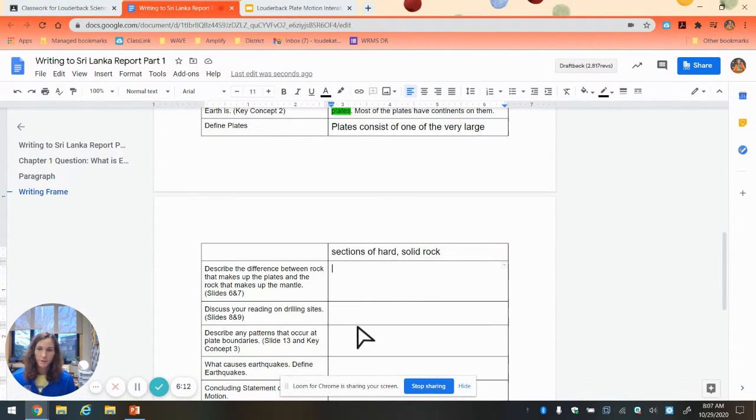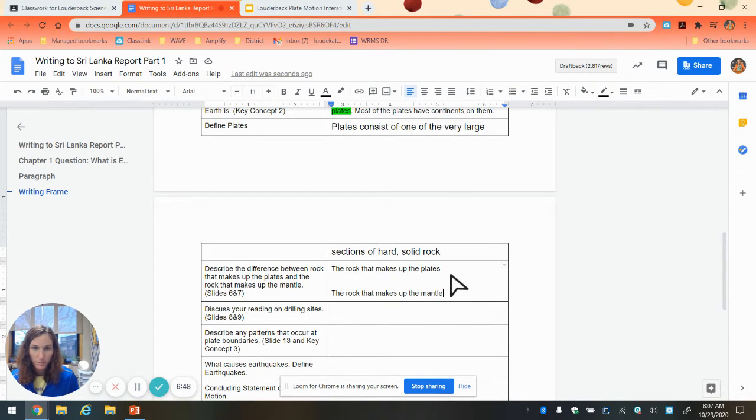Okay, next, describe the difference between rock that is made up of plates and the rock that's made up of the mantle. So here, in this sentence structure, it wants me to describe the type of rock that is the plates versus the type of rock that's made up of the mantle. So the rock that makes up the plates, and then I'm going to enter just below here and add the rock that makes up the mantle, because we're comparing the two. So I'm just doing my sentence starters here. So these are just sentence starters, the rock that makes up the plates, the rock that makes up the mantle.